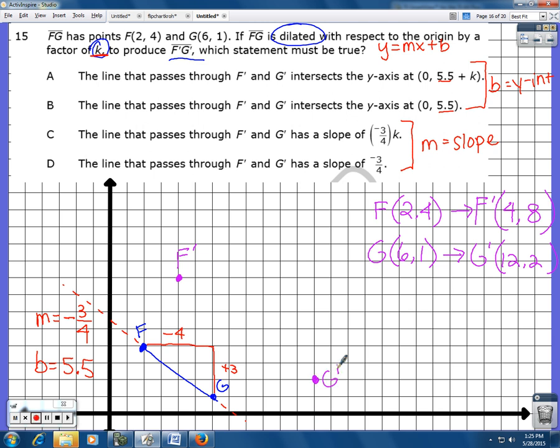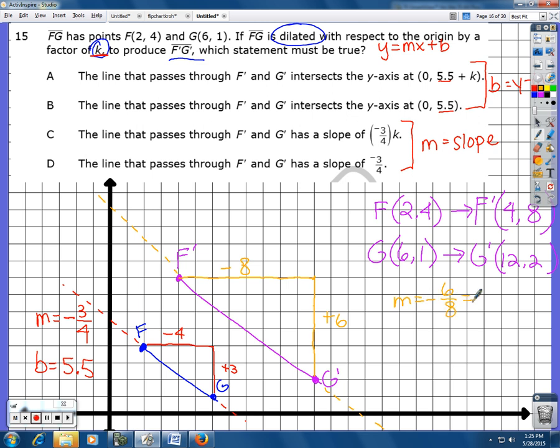All right, so now let's find, okay, so there's our segment. If we were to extend this line so that it would make a line like that, okay, let's figure out what the slope would be, okay? So our slope, we're going to go up 1, 2, 3, 4, 5, 6. To the left, 1, 2, 3, 4, 5, 6, 7, 8. Okay, so the slope of our new line is going to be negative 6 over 8, which does in fact reduce to negative 3/4. So guess what? The slope would be the same even after we dilated it. Okay, it would still be negative 3 over 4.